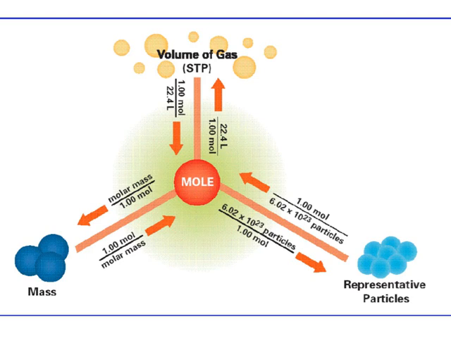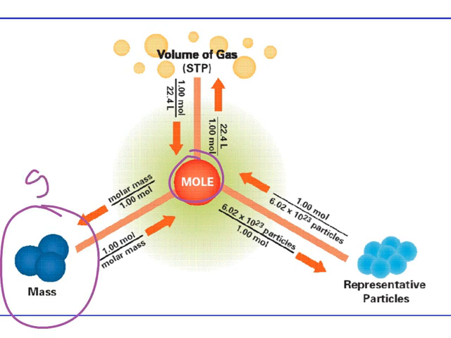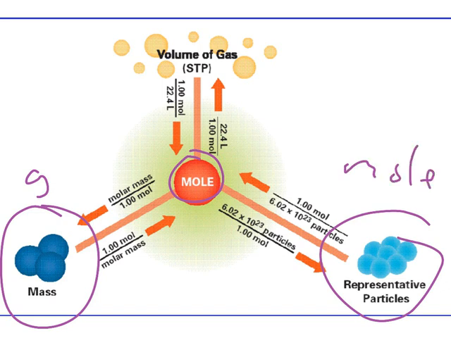This right here is what we call the mole roadmap. Now I want to teach you how to use it a little bit. There are four parts to the mole roadmap. There's the mole right here in the middle. There's mass out here. Mass is usually measured in grams. And representative particles, which is usually molecules or atoms, or representative units, molecules.